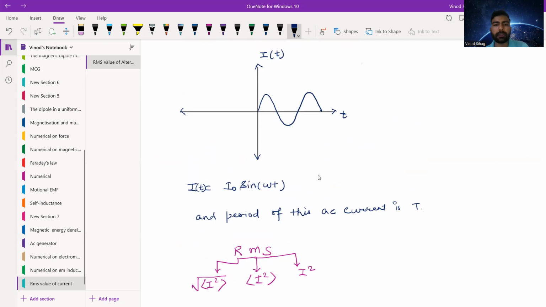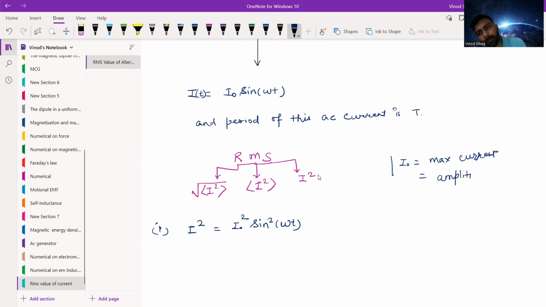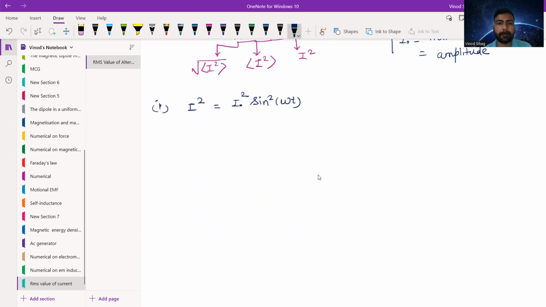And here I naught is the amplitude of the current, or it is named as the maximum value of the current. Okay, it is I naught here, or we should write here somewhere that here I naught is the maximum current, or we can say the amplitude of the given alternating current.